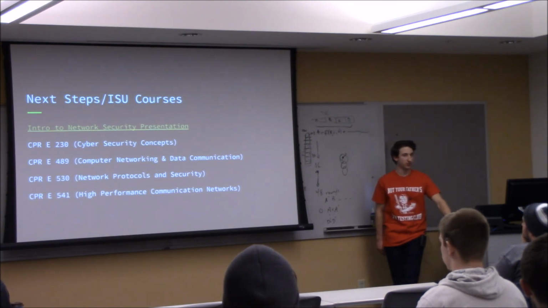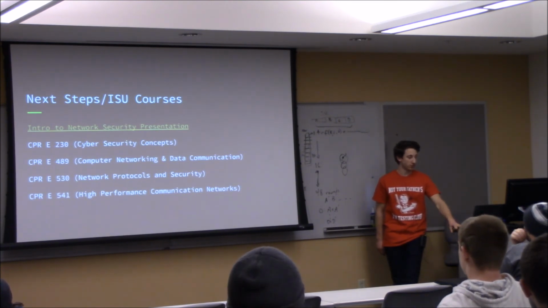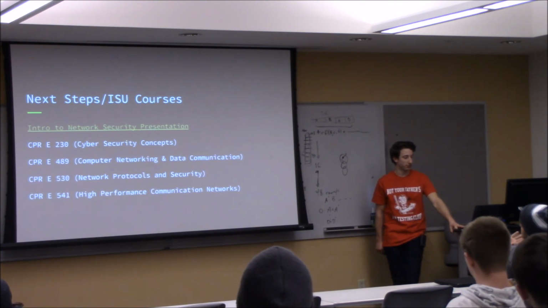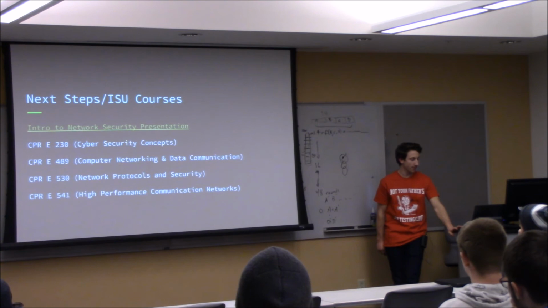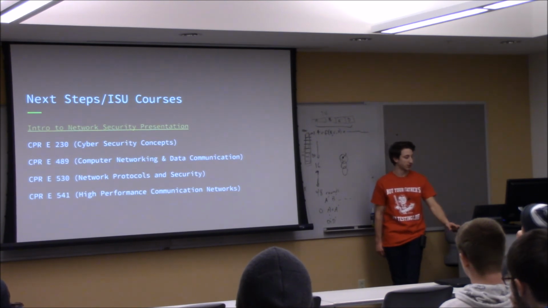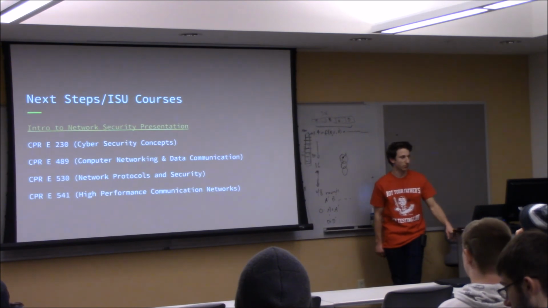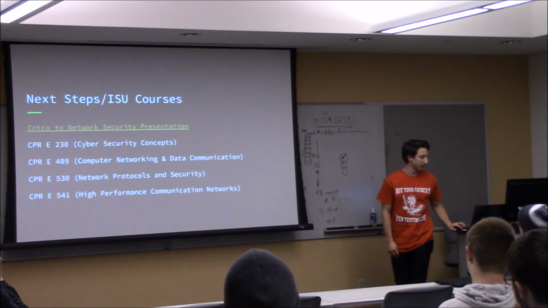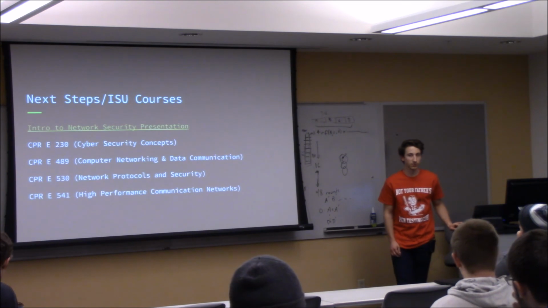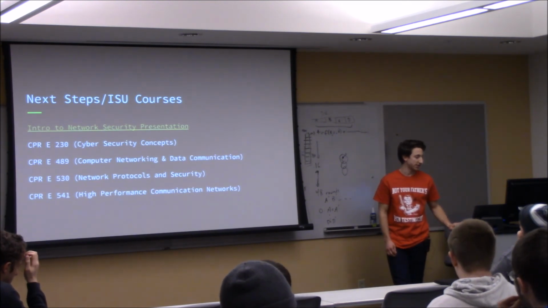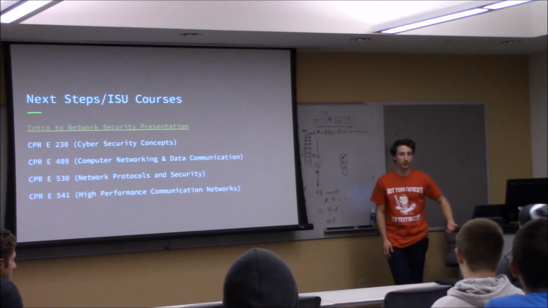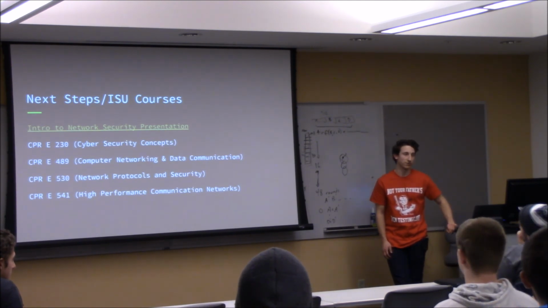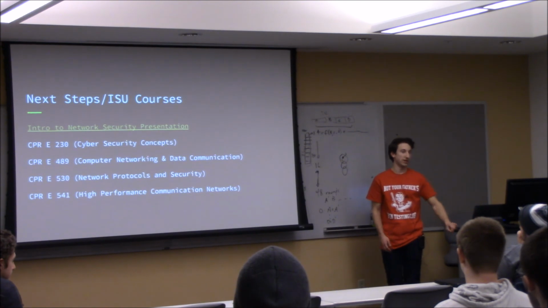530, which I believe is also 430, is one that a lot of people enjoy. I haven't taken it, but it's about network protocols and security. I think that one's pretty enjoyable from what I've heard about it. And 541 is another one if you've taken those, or you want to take another one, which is high performance communication networks. One more that isn't on there, I took Computer Science 252, which was an online class, and it's Intro to Linux. There are 2 or 3 lectures about networking, which is a good introduction and overview of how it works in Linux. So any of those would be good to take.